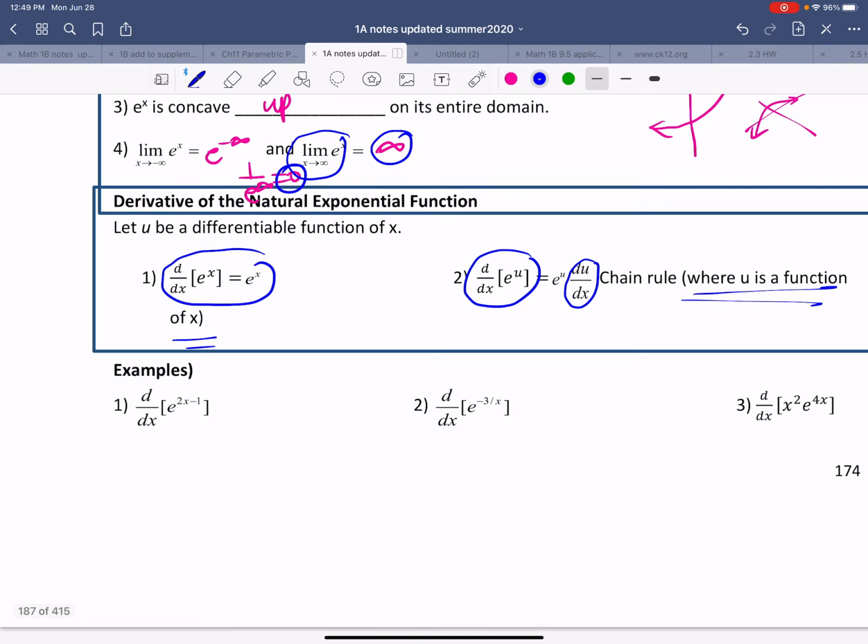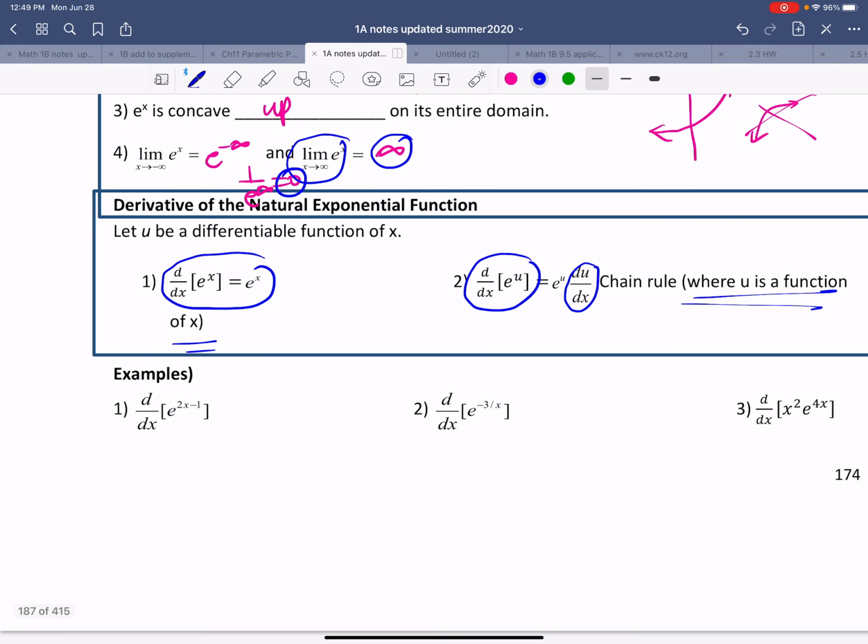So let's look at some examples. The derivative of e to the power 2x minus 1 would be e to the power 2x minus 1 multiplied by the derivative of the inner function, which is 2x minus 1. So 2e to the power 2x minus 1.